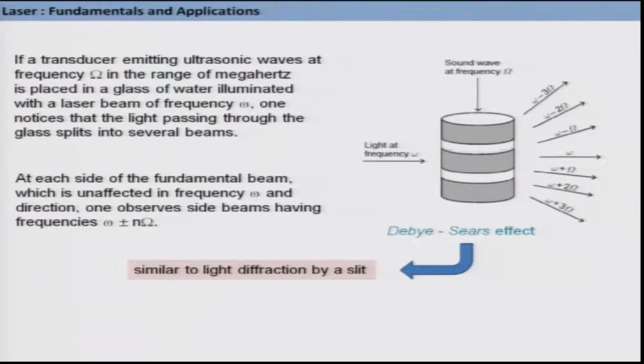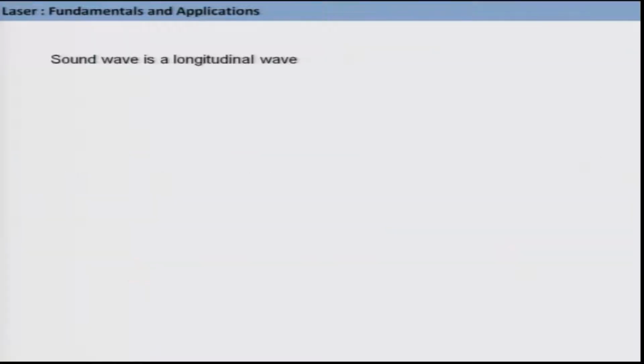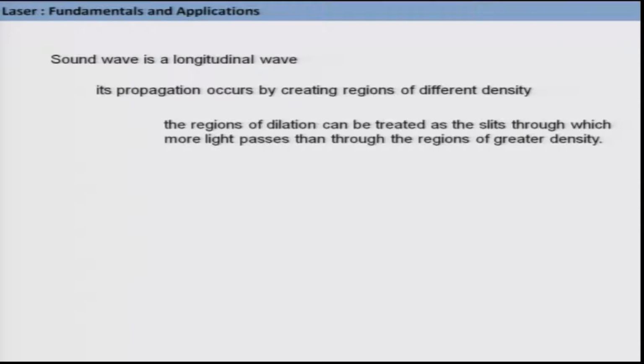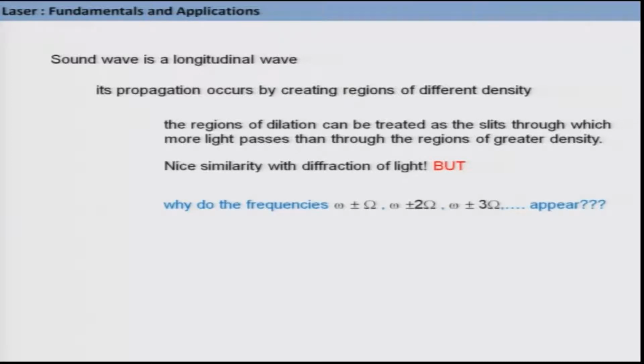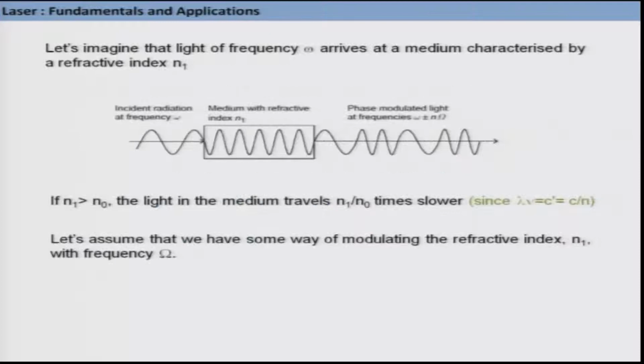We said that this effect is known as the Debye-Sears effect, and it is analogous to diffraction, except that in the case of light diffraction by a slit, the frequency of light does not change, it just modulates the intensities. Now we raise a question here: fine, we understand that this is very much analogous to light diffraction by a slit, but then why do we have these frequencies like omega plus minus capital omega, omega plus minus 2 capital omega, and so on? So we were trying to answer this question.